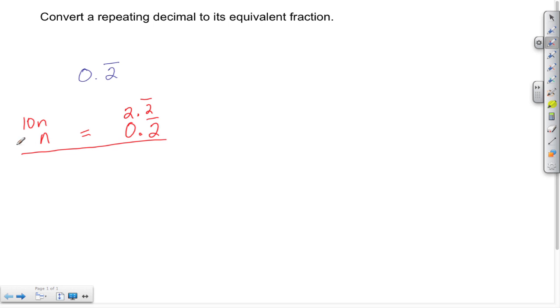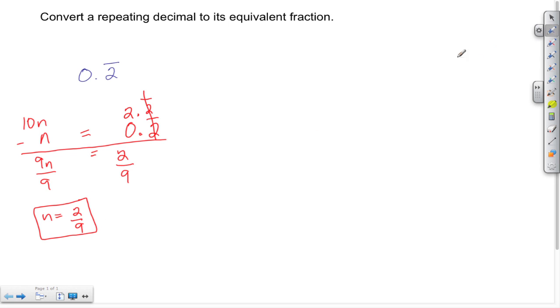At this point I'm going to subtract 10n minus n to give me 9n. On the right hand side, the repeating decimals cancel out, leaving me with just a 2. Then I'm going to solve for n, so I divide both sides by 9. So I come out with n is equal to 2/9.